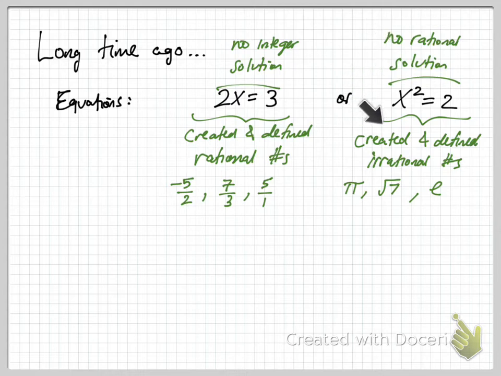So they expanded their list and they found something called irrational numbers, and that's where we got numbers like pi and the square root of 7 and this number called e that is used a lot in business, or when things are growing exponentially. And they were able to use that expanded list now to have a solution for this one.